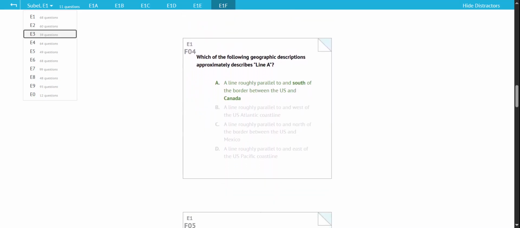Question Echo 1 Foxtrot 04. Which of the following geographic descriptions approximately describes line alpha? The answer is a line roughly parallel to and south of the border between the U.S. and Canada.